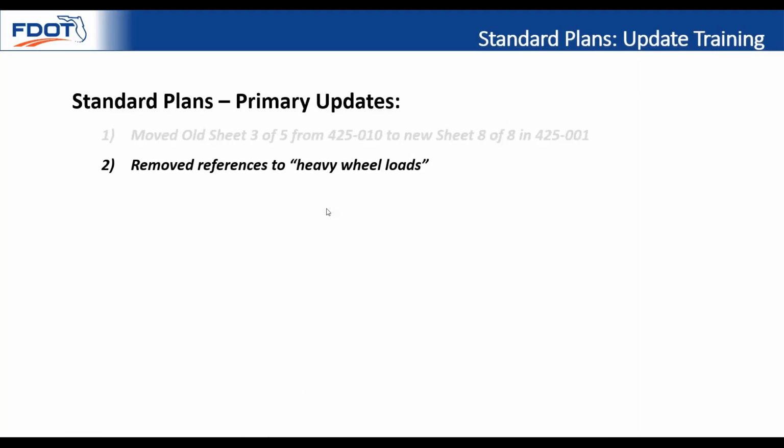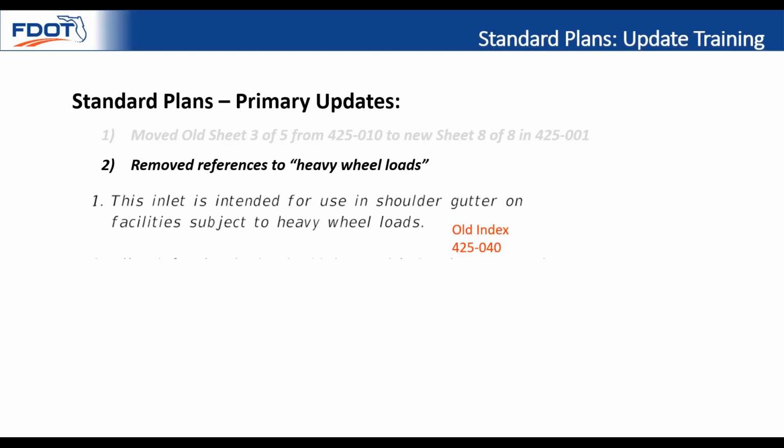Okay. The next is we removed references to heavy wheel loads, mainly dealing with grates. We had gotten comments about what exactly is a heavy wheel load and do the grates meet heavy wheel loads? As an example here, the old index 425-040 states that the inlets for use in shoulder gutter on facilities subject to heavy wheel loads. Well, that's more of a design parameter. The contractor doesn't need to determine if there's heavy wheel loads on the job. That should be something decided in design.